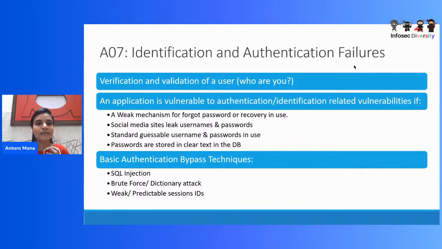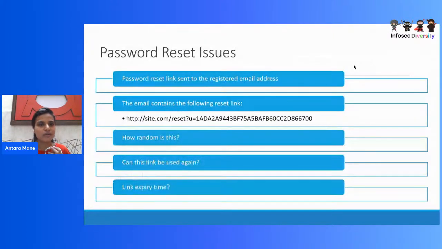Passwords are stored in clear text in the database. If an exploit like SQL injection is exploited, an attacker can easily gain access to the usernames and passwords because they are stored in a clear text manner, right? So what are the basic authentication bypass techniques? SQL Boolean payloads, Boolean based SQL injection, brute force dictionary attack, weak or predictable session IDs, right?